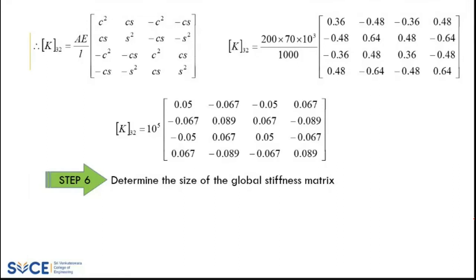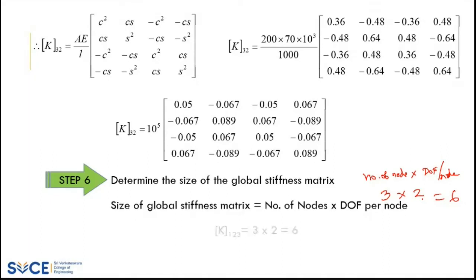The next step is identifying my global stiffness matrix. So what is the formula for the global stiffness matrix? It is number of nodes into degrees of freedom per node. For the problem, how many nodes do we have? We have 3 nodes: nodal point 1, nodal point 2, and nodal point 3. Each node has 2 displacements. So it is 3 into 2, which is equal to 6. So the size of my global stiffness matrix is a 6 cross 6 matrix.